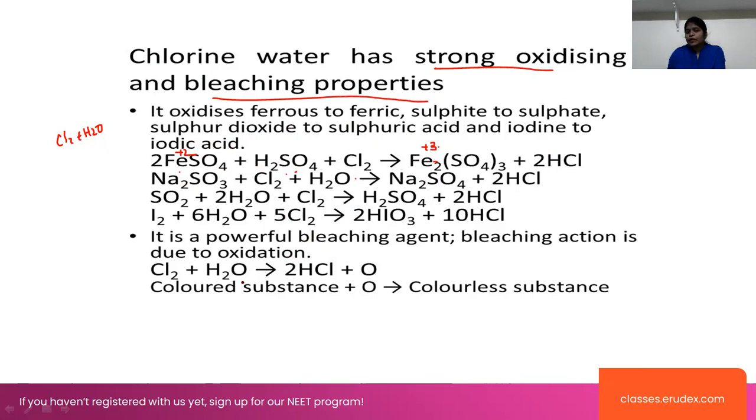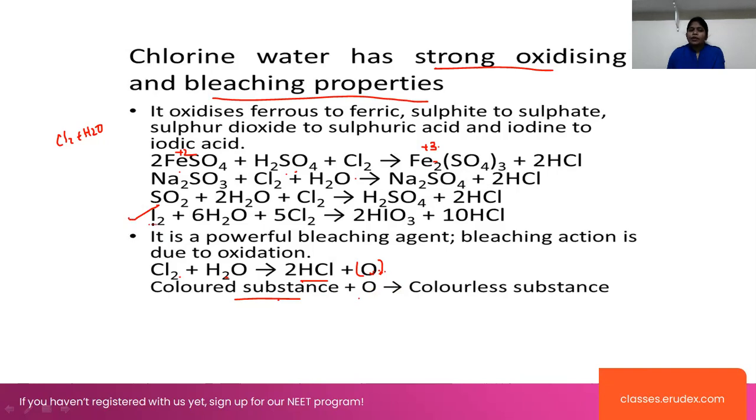Bleaching properties. Look at the equation: Cl2 plus H2O gives rise to 2HCl and oxygen. This nascent oxygen is responsible for the strong oxidizing properties. So colored substance plus this nascent oxygen will give you colorless substances. This reaction is very important.